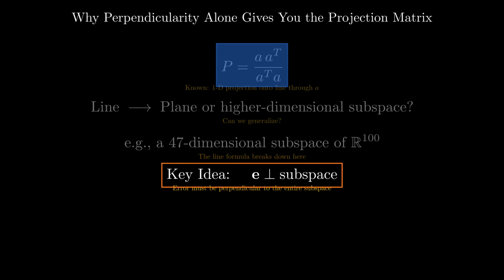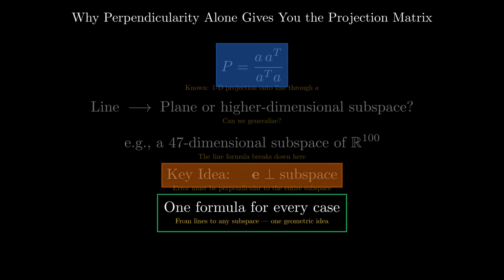Here is the key insight. That same perpendicularity idea, demanding that the error be perpendicular to the subspace, is the only ingredient we need. It produces one single matrix formula that handles every case. From lines to any subspace, one geometric idea does it all.